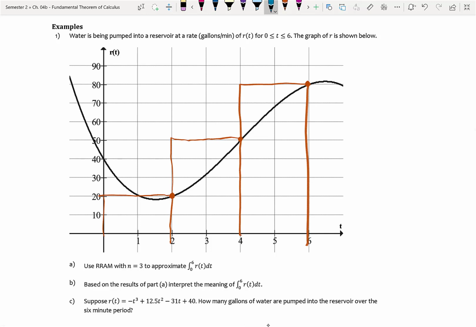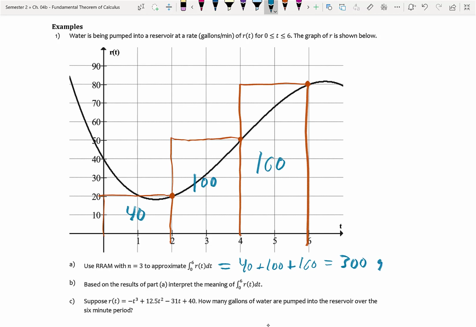What do you think it's going to ask you about the rectangles? Or what do you need to figure out about the rectangles? What do I need to know about each of those three rectangles? Yeah, their area. Let's write their areas underneath. 2 times 20, 2 times 50, and 2 times 80. And if we're going to approximate the area, we're going to add those, 40 plus 100 plus 160. And that's 300.